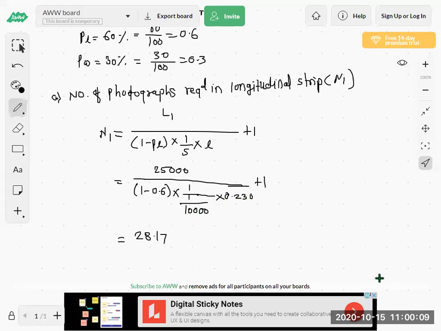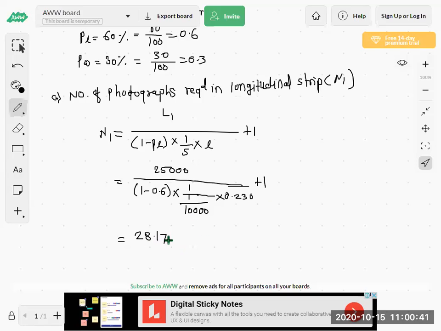But any other student? Nikita, please check your calculations. Something went wrong from your side while doing the calculation. This 28.17 is the correct answer.